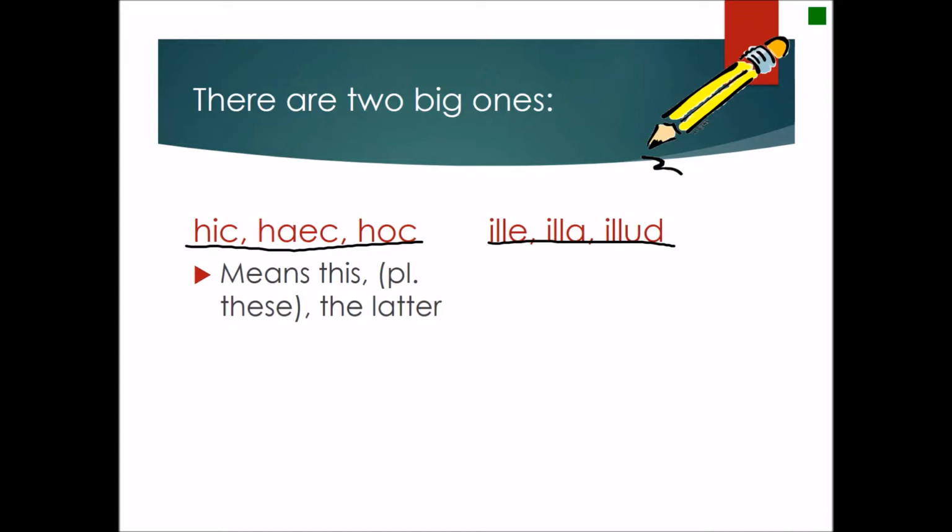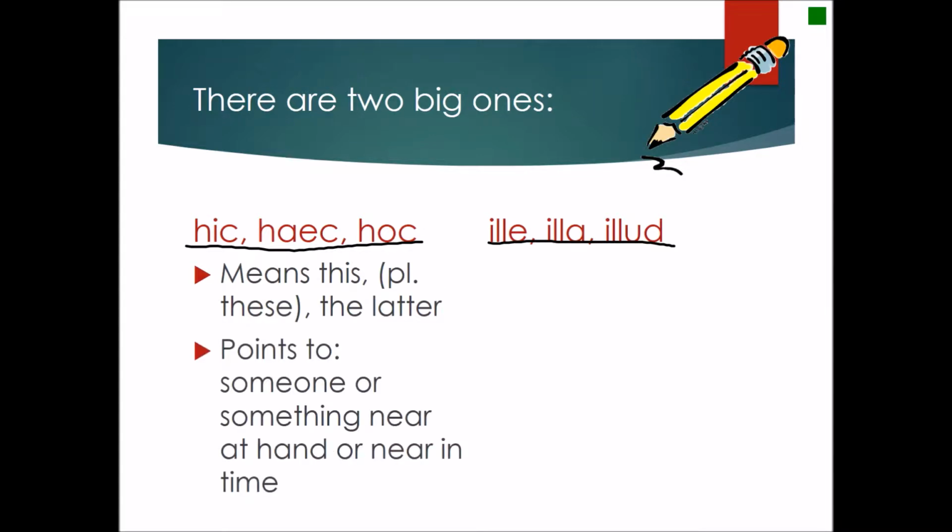First, hic, haec, hoc is a demonstrative meaning this. In the plural, it means these. This is a word that points out someone that is close to you, either physically or in time. So this video is the one that you're watching right now, and it's very close to us in time.